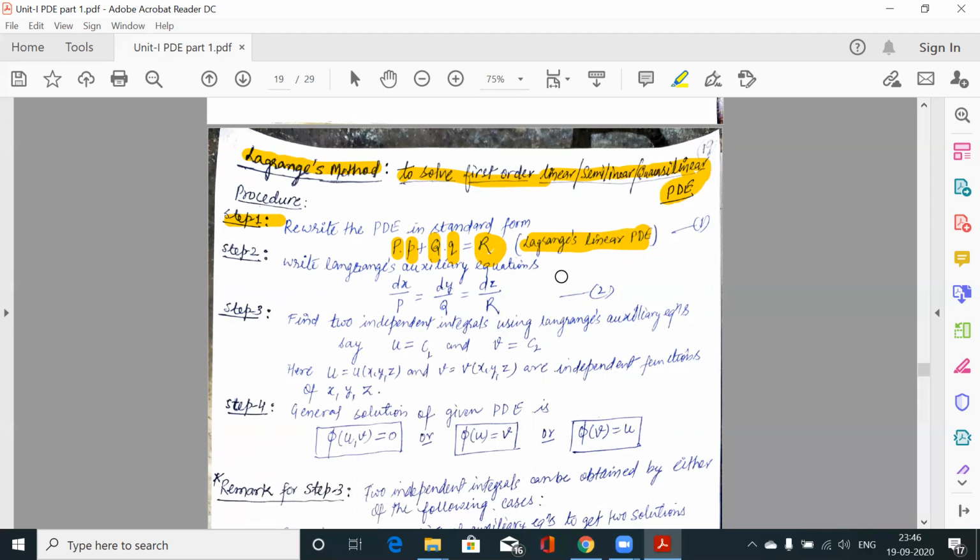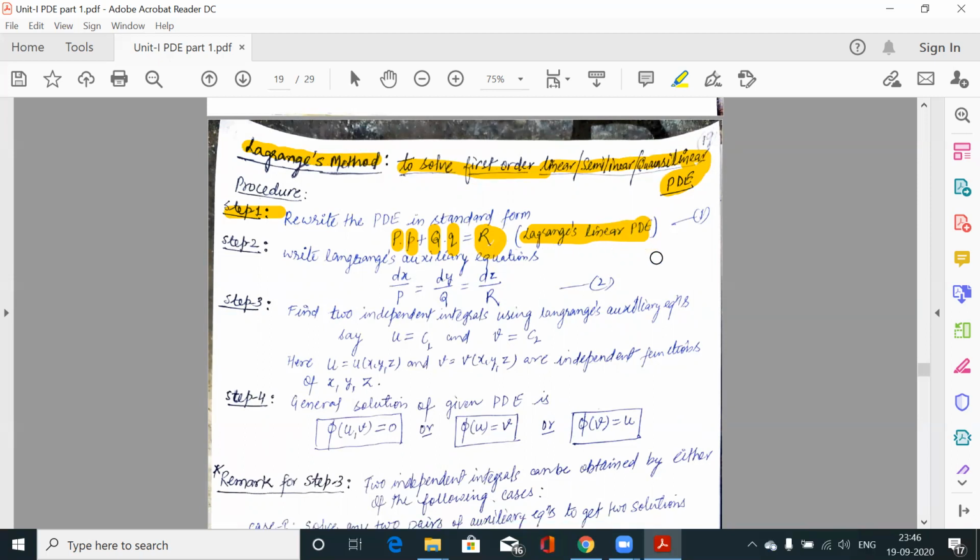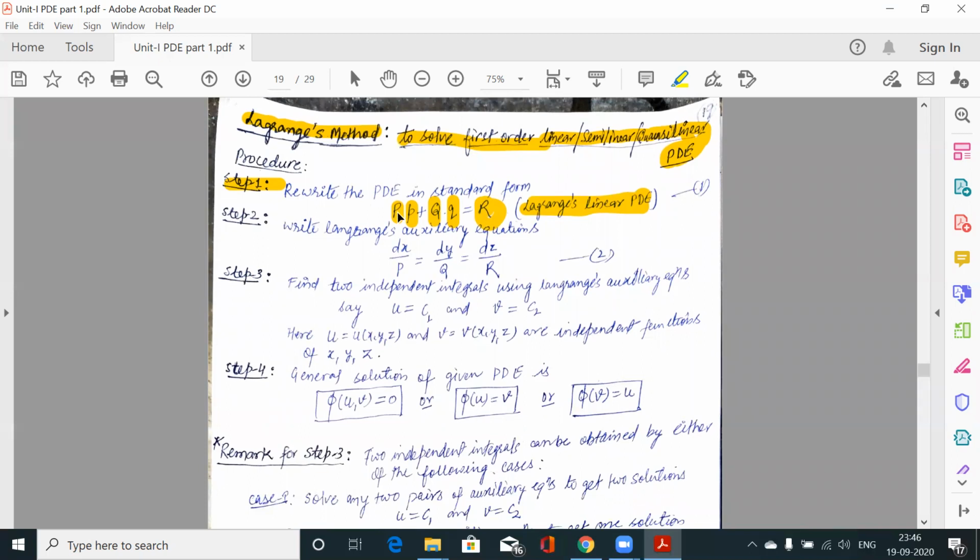So we have to rearrange the terms only. We will arrange the terms in this form, which is known as Lagrange's linear PDE. And this is our first step. If it is already given in this form, then we'll directly move on to the second step. Otherwise, we start from the first step.